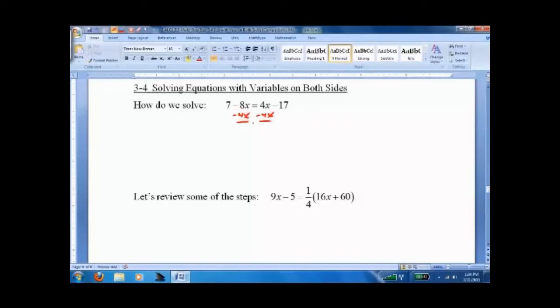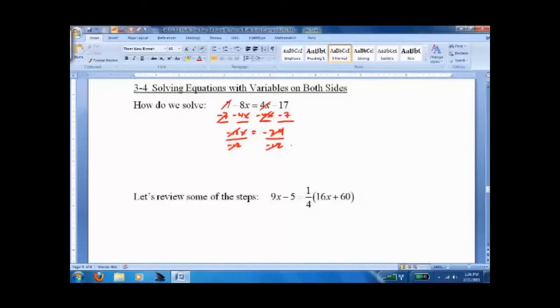And I like to move my variables to the left. And I like to move my constants to the right. So 7, -7 cancel, 4x, -4x cancel. -12x equals -24. Now, if you had chose to move all the variables to the right, you should get the same answer.